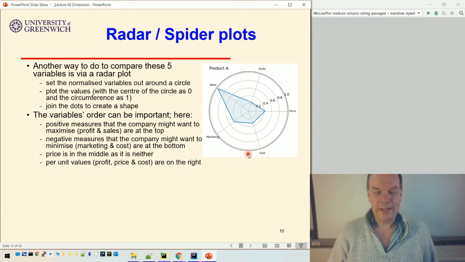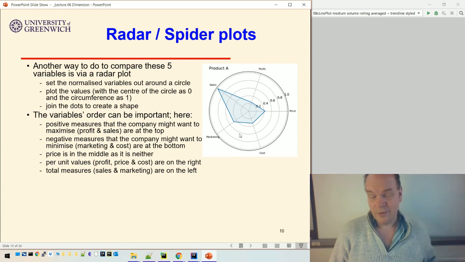Those are all on the right-hand side of the plot, whereas the total measures, the total over the year, are on the left. So this is per unit on the right-hand side. Over the year, the total sales and the total marketing are on the left-hand side. So I'm dividing my plot into essentially four different areas, left and right, top and bottom, and the overlap of total measures with positive things is in this top left quadrant.